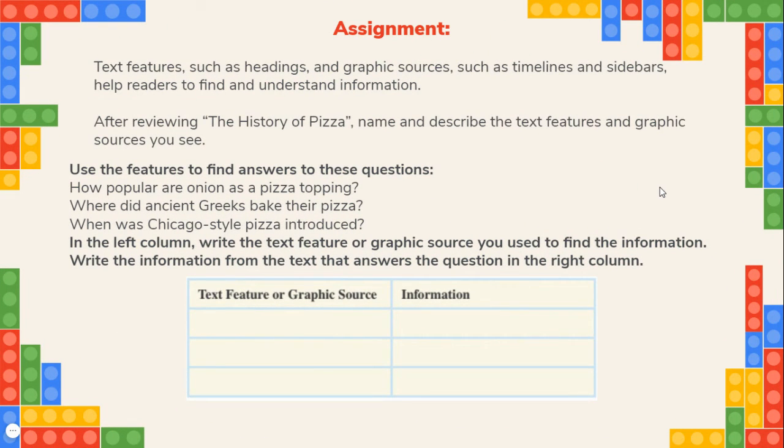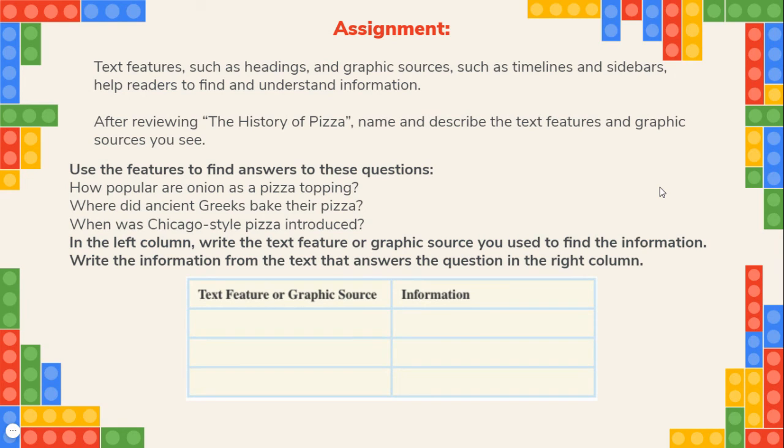Assignment. Text features such as headings and graphic sources such as timelines and sidebars help readers to find and understand information. After reviewing the history of pizza, name and describe the text features and graphic sources you see. You may want to go back in the video to review the text. After you do that, come back to this slide. Then you will use the features to find answers to these questions.